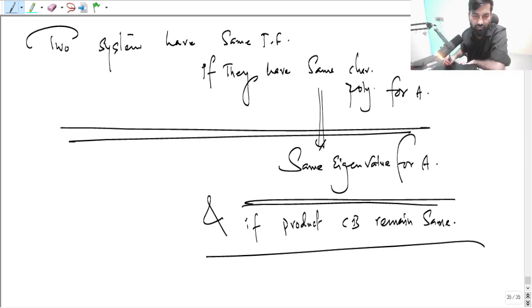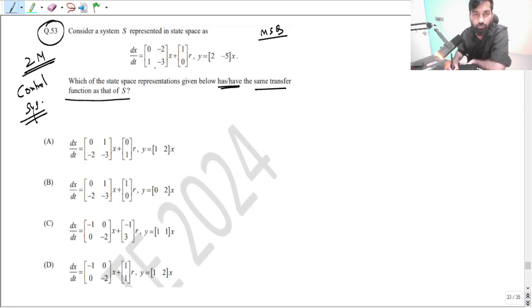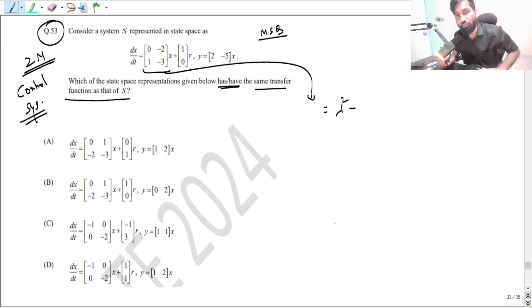So let us compute for the given system first. This is matrix A. What is the characteristic polynomial? That is going to be lambda squared minus trace of A. What is the trace of this matrix? That is going to be minus 3, so it will be plus 3 lambda. And what is the determinant?